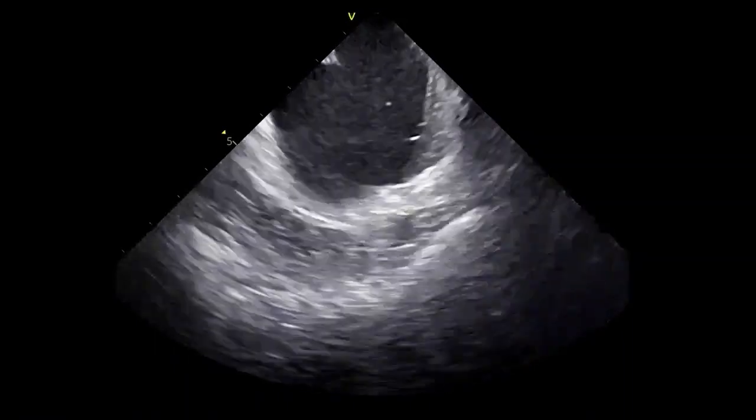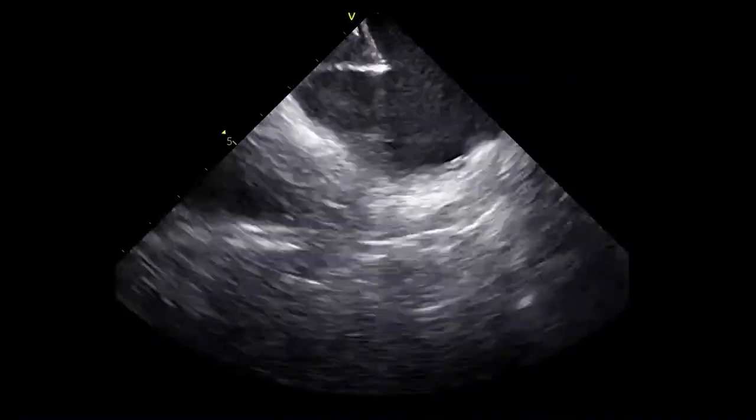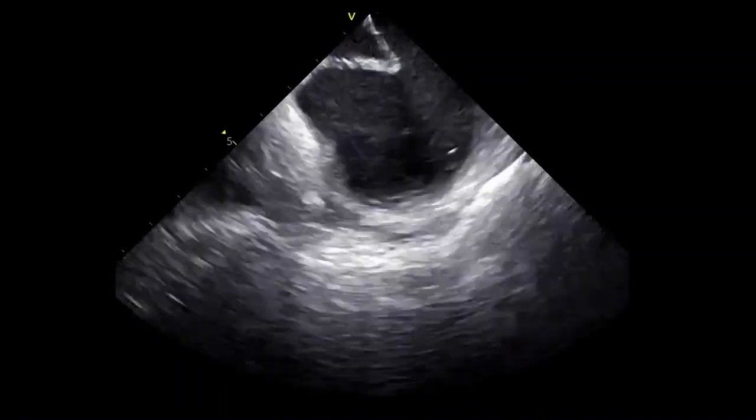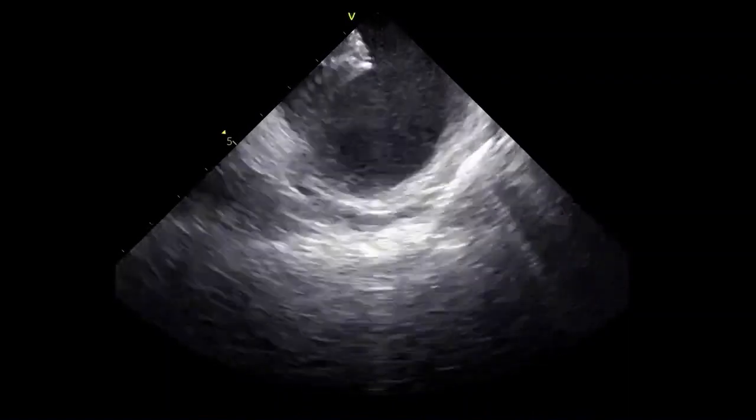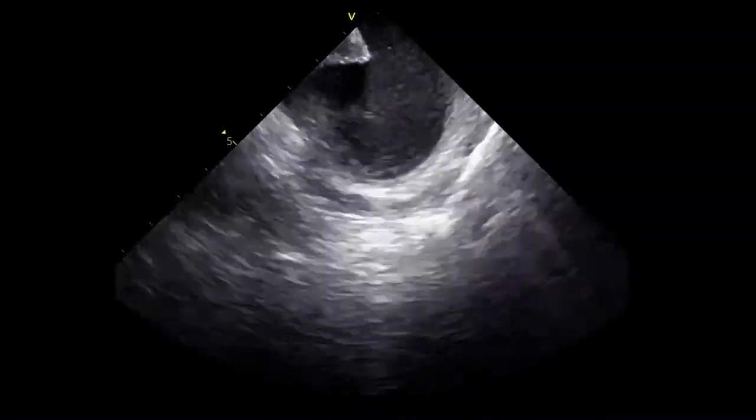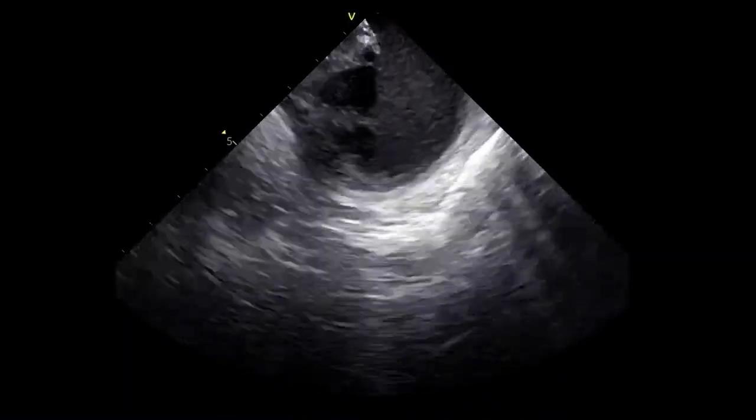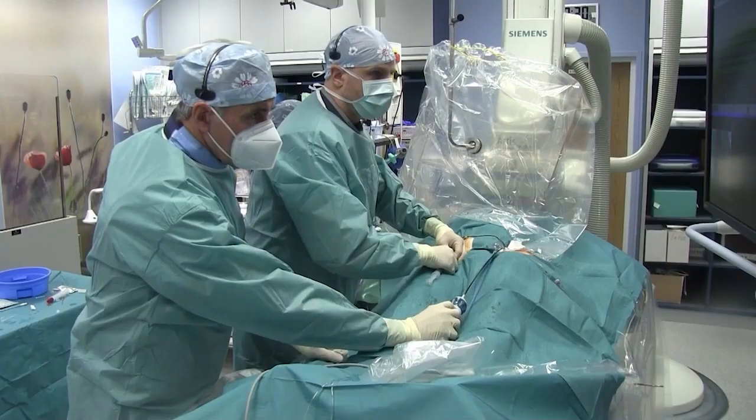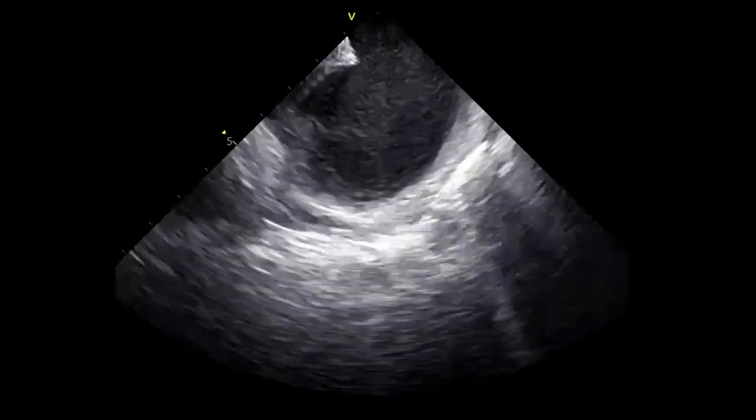Then the transseptal needle is fully inserted into the sheath and the whole assembly can be carefully pushed to facilitate the access. A small amount of saline can be used to confirm that the septum has been successfully punctured. Then the needle is pulled back and the sheath is carefully inserted into the left atrium.